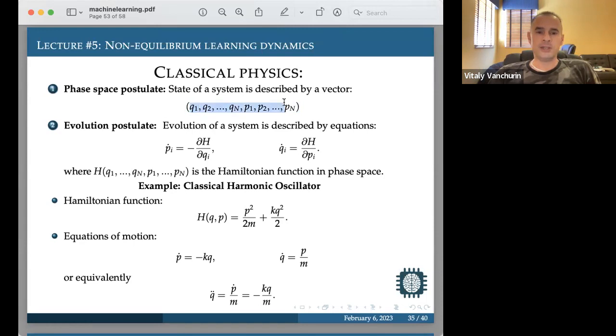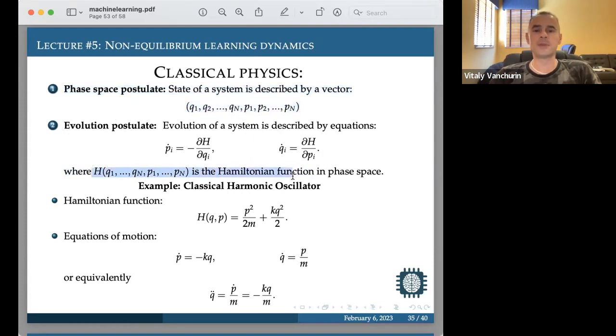Okay, so even number of variables. Great. And then there is the evolution postulate. Evolution postulate says that out of all of those even number of variables, there is a function of those variables. This function is the main object in classical physics. It's called the Hamiltonian function. And the space of all those points is called the phase space. So that's why the first is the phase space postulate. The other one is evolution postulate.